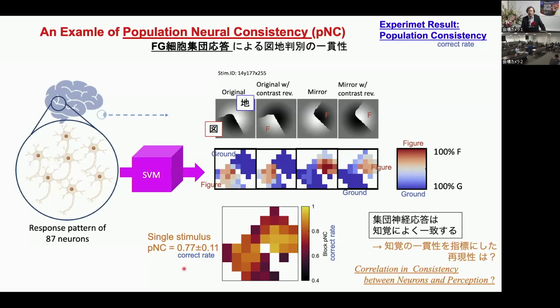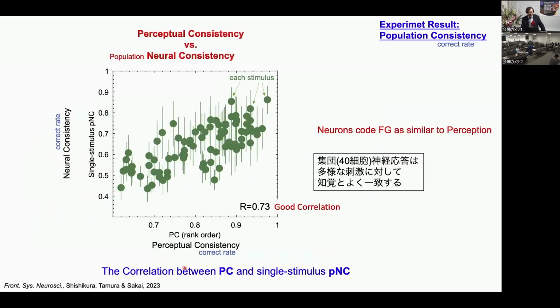Another point is the correlation. As I mentioned before, we have a consistency in perception. Some stimuli are easy to judge, some are not. So these responses are expected to have a correlation with those perceptual consistency. So we computed the neural consistency as a function of the perceptual consistency. Each dot shows each stimulus. And perhaps you can observe the good linearity here. Actually, the number is 0.73. Good, we get the correlation.